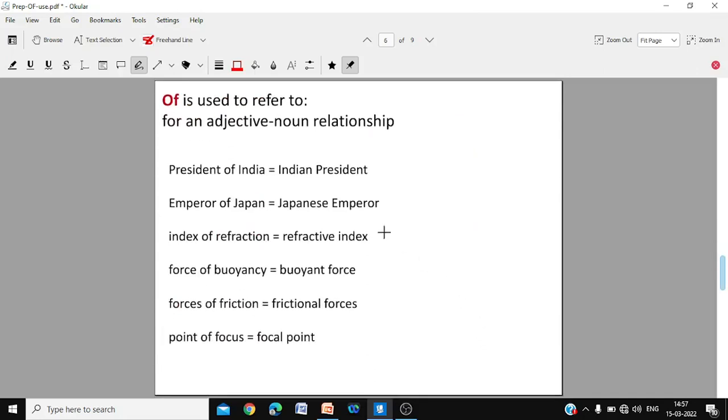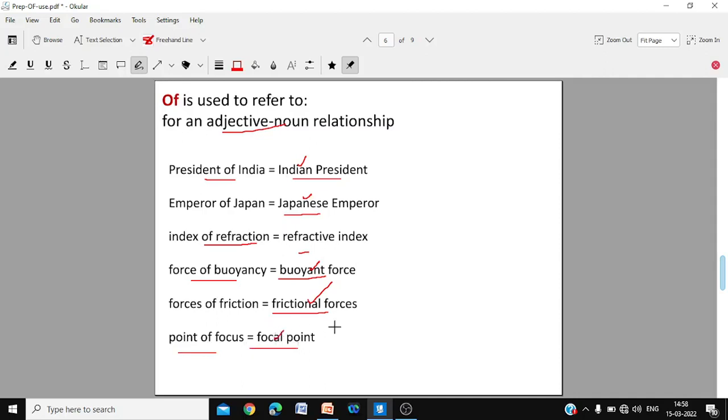Of is also used to refer to an adjective-noun relationship. President of India is actually Indian president, Indian being the adjective. Emperor of Japan is a Japanese emperor, Japanese being the adjective. Index of refraction, or refractive index. Force of buoyancy, or the buoyant force. This is the adjective. Forces of friction, the frictional forces. Point of focus, the focal point, adjective.